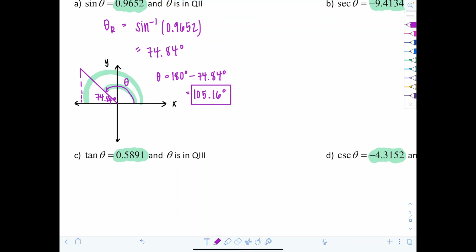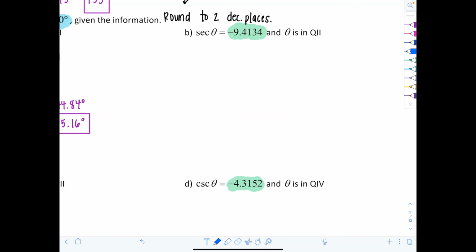Whew, I know that can be a lot. So we're going to keep doing a couple more until you get in a good groove, okay? Okay, example B. We have secant of theta equals -9.4134, and theta is in quadrant 2.